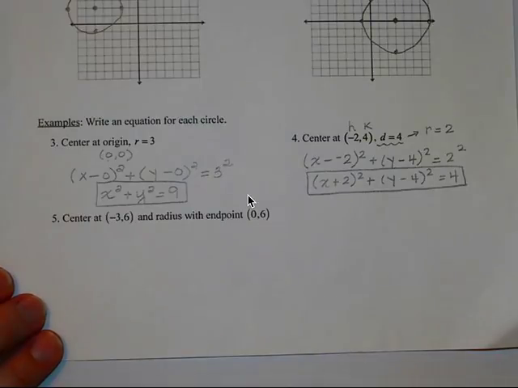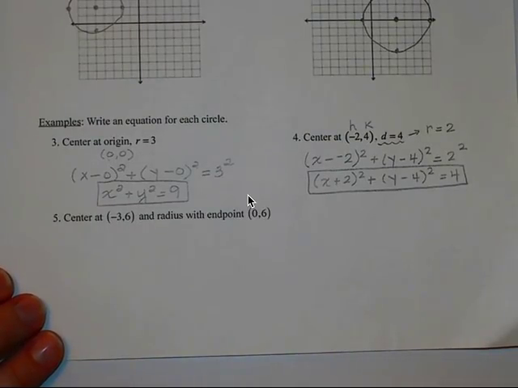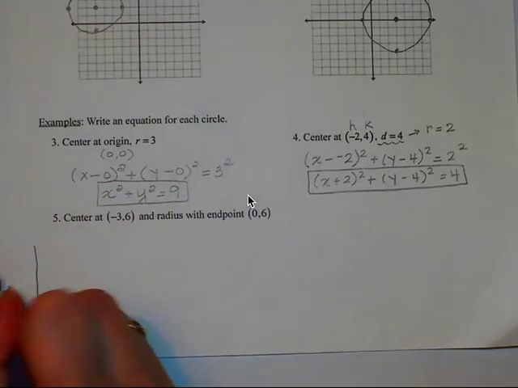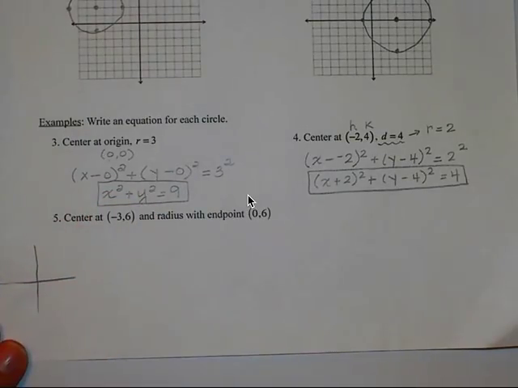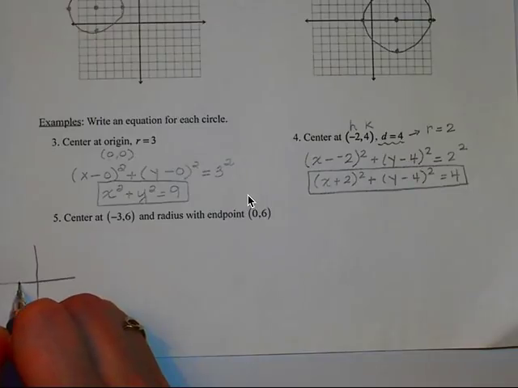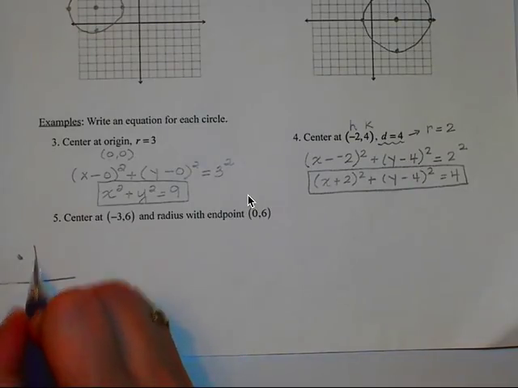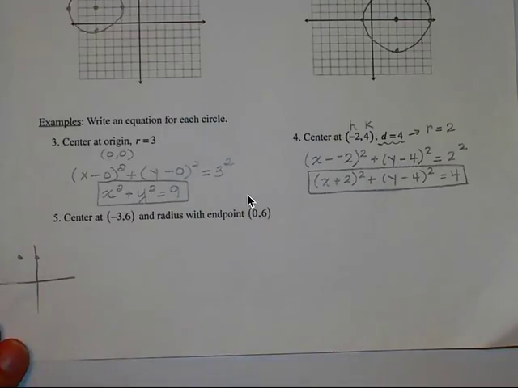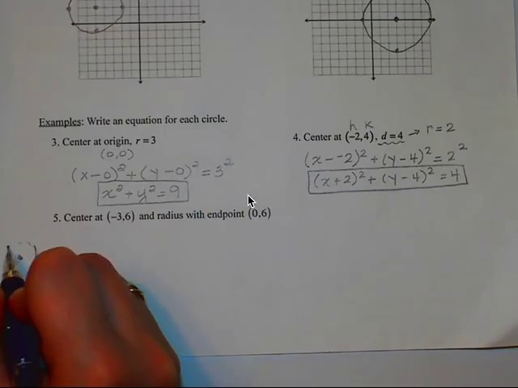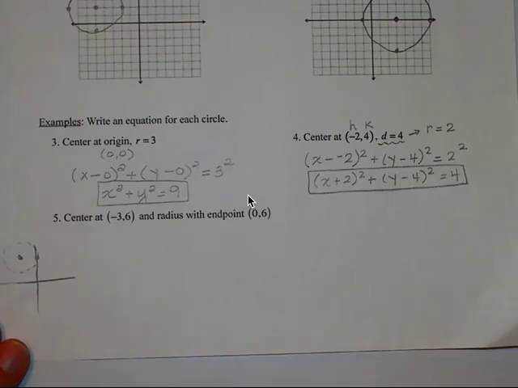In the next question, we're still going to write the equation of the circle. We're given the center, h and k, and this time instead of getting the length of the radius, we know one of the radii has an endpoint at (0, 6). If you imagine, I'm going to make a very rough sketch of this circle. If the center's at (-3, 6), and one end of the radius is at (0, 6), we can imagine that the circle looks something like this.